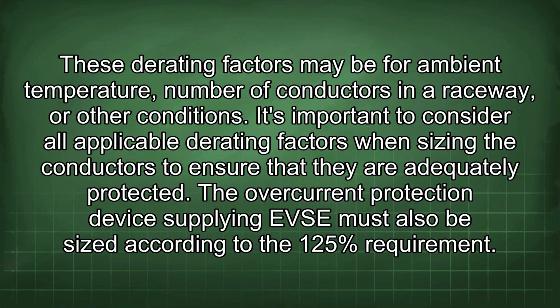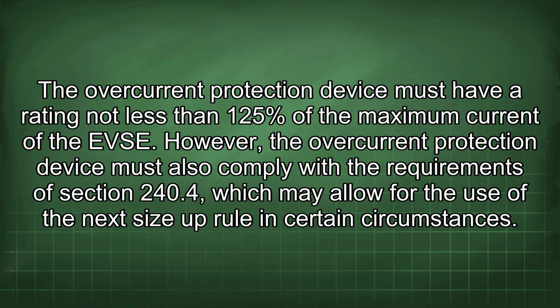The overcurrent protection device supplying EVSE must also be sized according to the 125% requirement. The overcurrent protection device must have a rating not less than 125% of the maximum current of the EVSE. However, the overcurrent protection device must also comply with the requirements of Section 240.4, which may allow for the use of the next size up rule in certain circumstances.